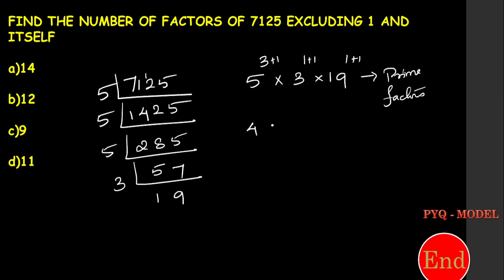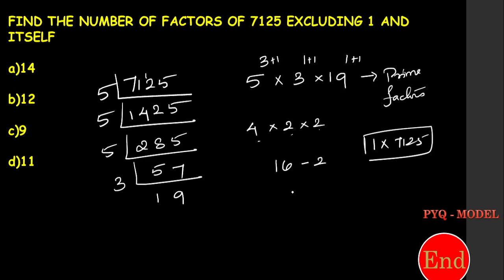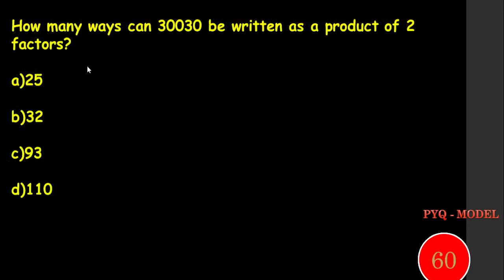So 3 plus 1 is 4, into 1 plus 1 is 2, into 2. 4 2s are 8, 8 2s are 16. But in this 16, 1 and itself should be excluded. That means 1 into 7125, these two terms we should exclude. So minus 2 factors. So 16 minus 2 is 14. 14 is the correct answer. Is it clear? Right. Next question.